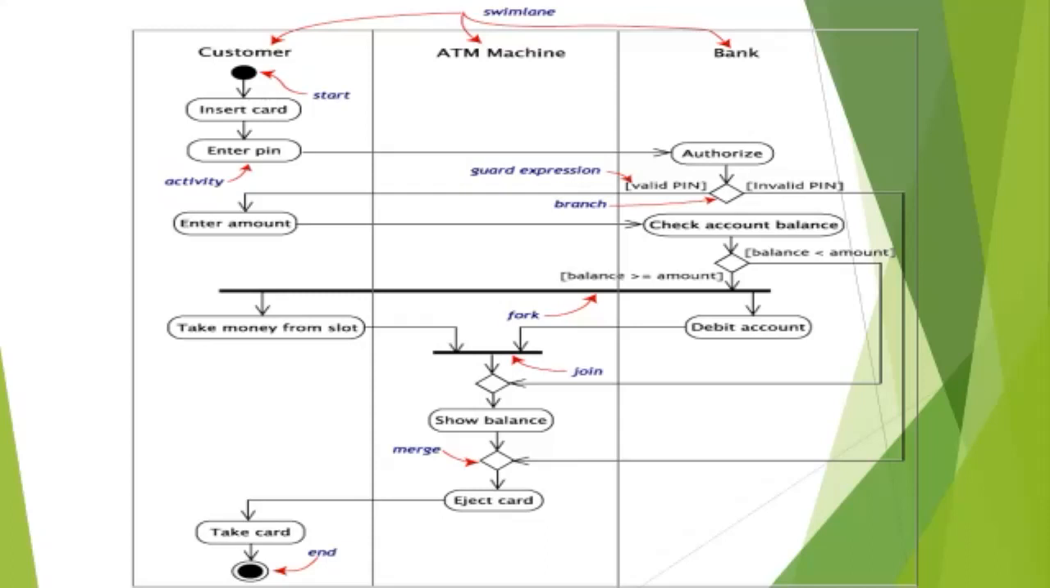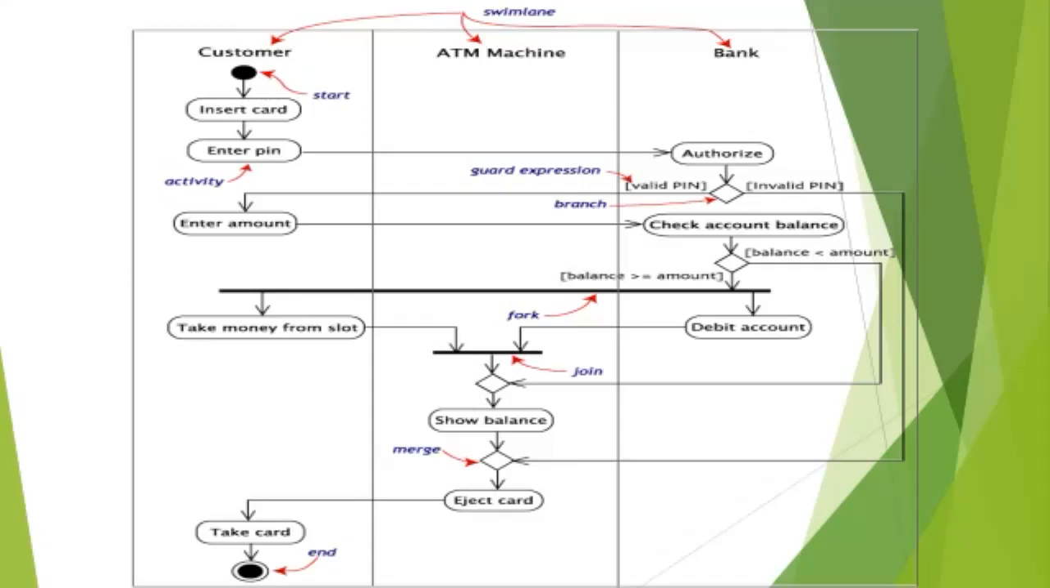That means here the customer starts at the start node, inserts the card, then enters the PIN for the ATM machine, and it goes to the authorizing bank. If in the bank the PIN is valid, we go to check account balance, but if the PIN is invalid, we go to eject card. Like this, suppose there is an invalid condition, then we go to the final decision box and eject the card. If the PIN is valid, we can authorize it.